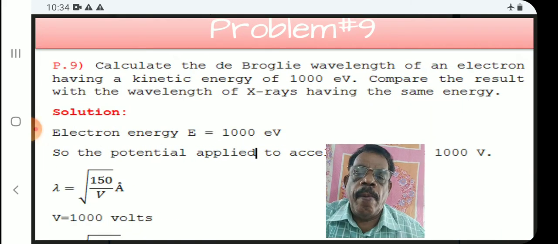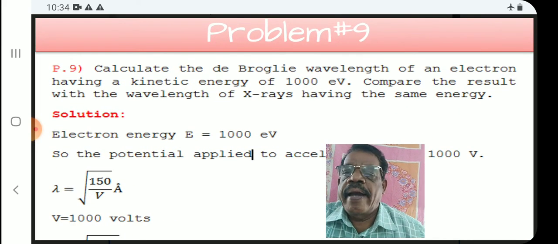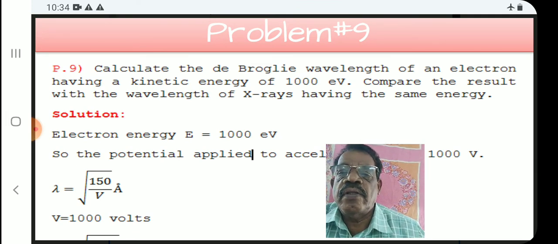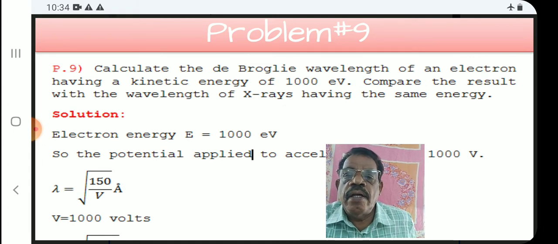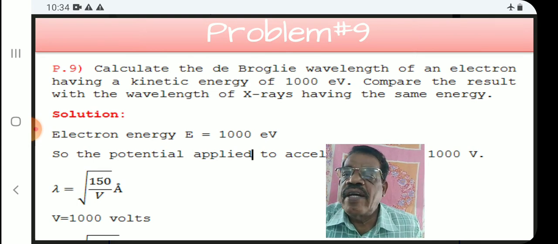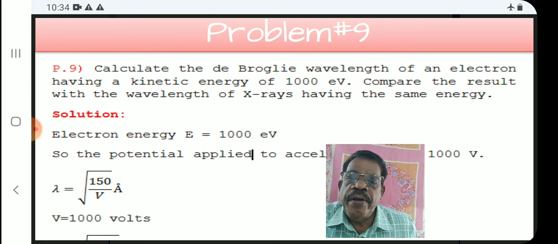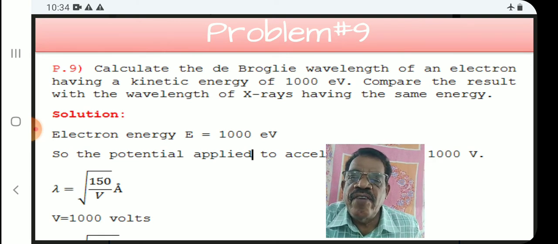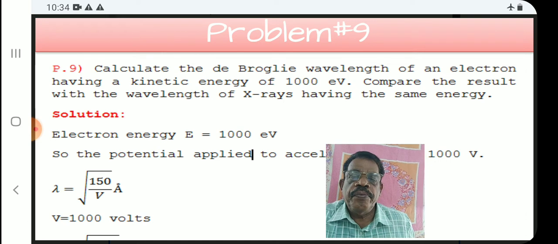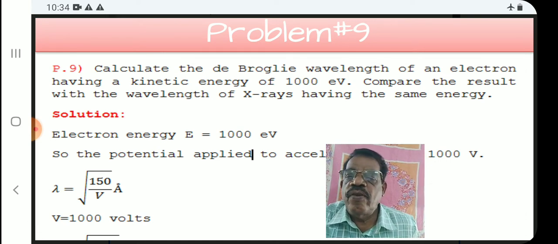Next problem. Calculate the de Broglie wavelength of an electron having a kinetic energy of 1000 eV. Compare the result with the wavelength of X-rays having the same energy. Calculate the de Broglie wavelength of an electron having a kinetic energy of 1000 eV. Compare the result with the wavelength of X-rays having the same energy.